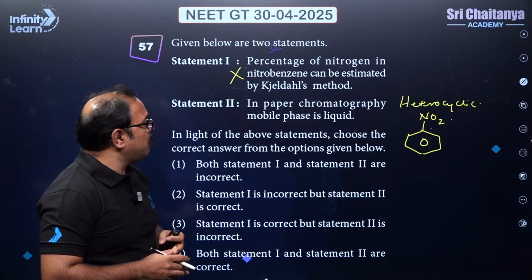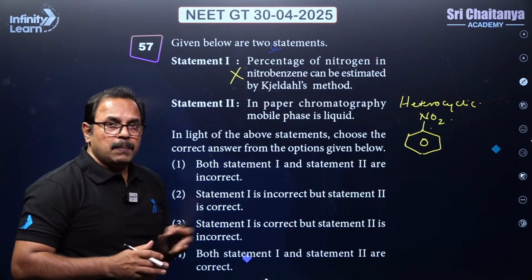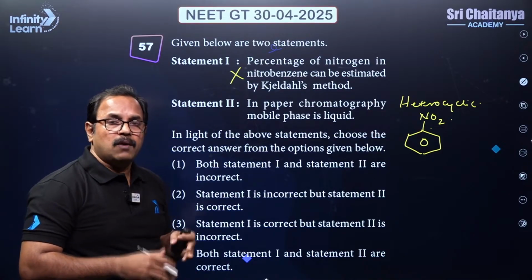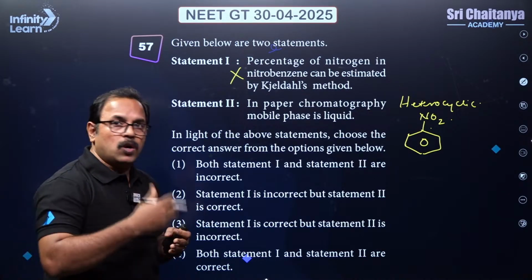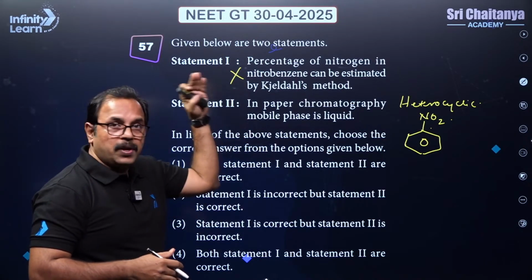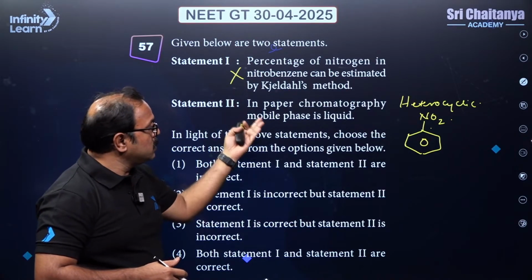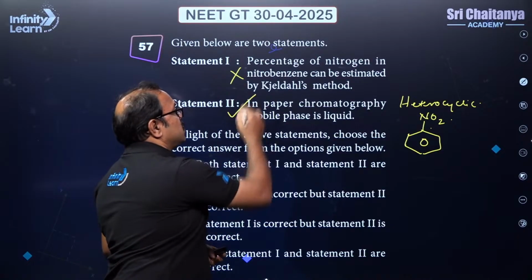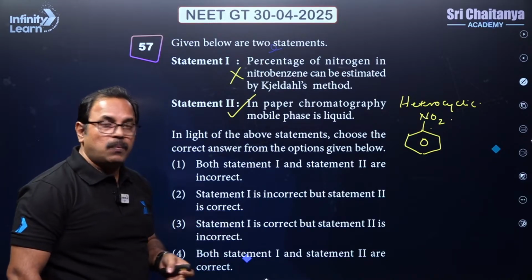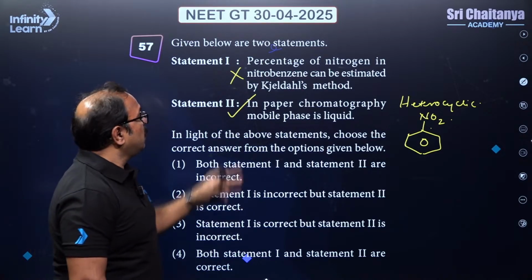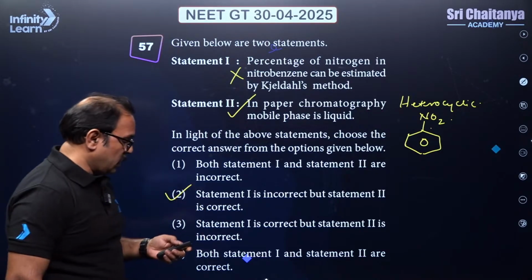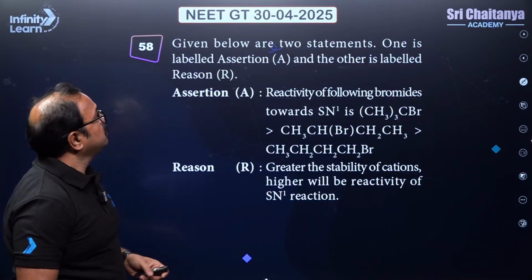In paper chromatography, mobile phase is liquid. Paper chromatography is a partition chromatography where you have water molecules present on the filter paper as the stationary phase and the solvent moving on. So here the components are both liquid, therefore this condition is right. In paper chromatography, both stationary and mobile phase are found to be liquid. So therefore the first statement is incorrect and the second statement is correct. Therefore the correct answer in this case is the second one.